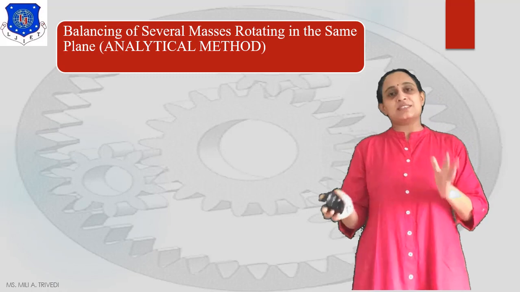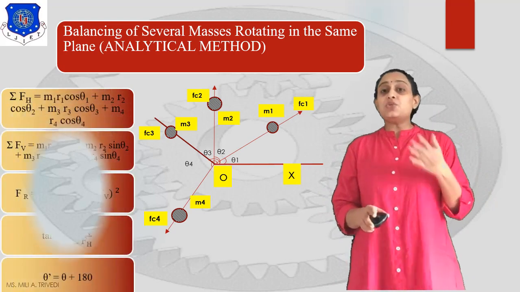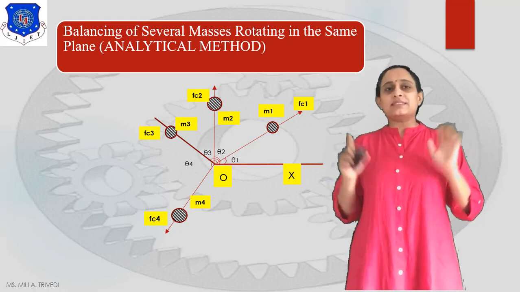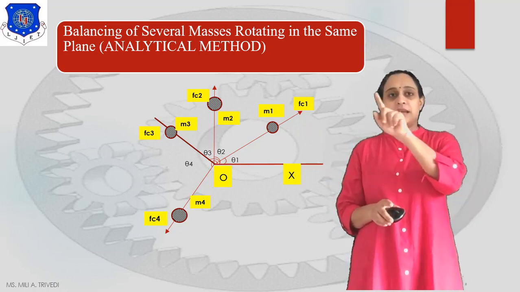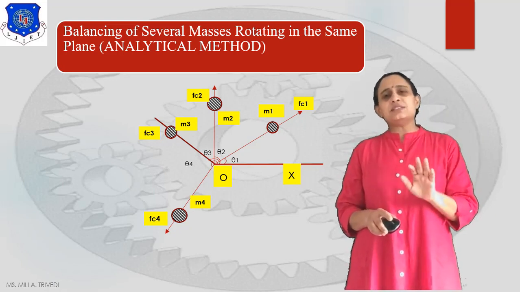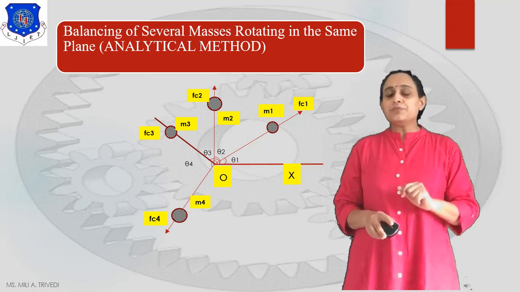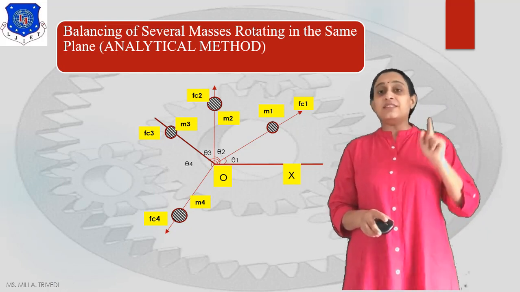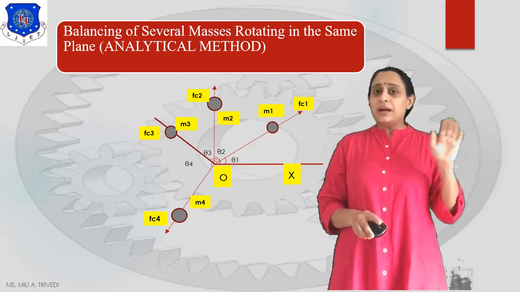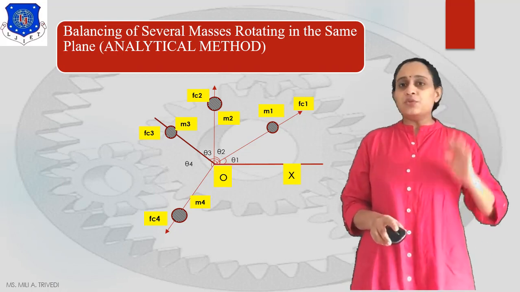Now let us assume the next one, the analytical method, balancing of several masses in the same plane. We need to assume there is a single plane only. So here, let us assume the OX axis. There are 4 different masses, M1, M2, M3 and M4. Here M1, we assume it is at radius R1 and the centrifugal force is Fc1. Here M2, the radius is R2 and the centrifugal force is Fc2. Next is mass M3 with centrifugal force Fc3, and M4 with centrifugal force Fc4.